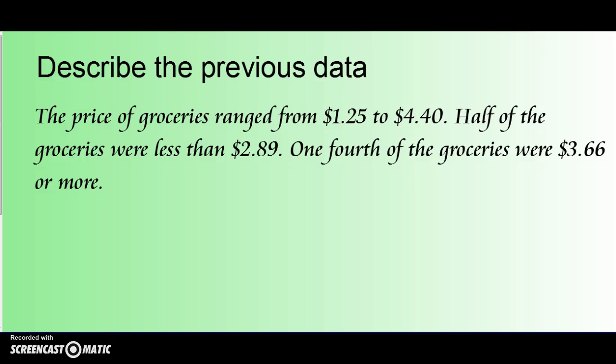All right, and then lastly, in your homework, you'll be asked to describe the previous data. And here is just a sample. You'd say, the price of groceries ranged from $1.25 to $4.40. Half of the groceries were less than $2.89 is often a good reference to talk about your median. And then even for our homework, even if you just pick one of the quartiles, I picked the upper quartile. 1/4 of the groceries were $3.66 or more.